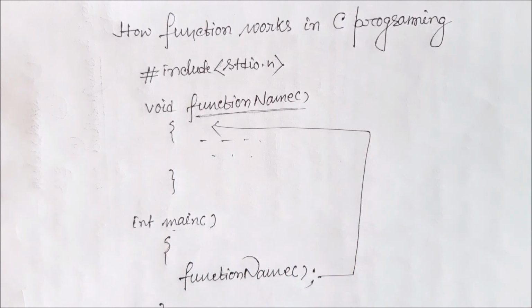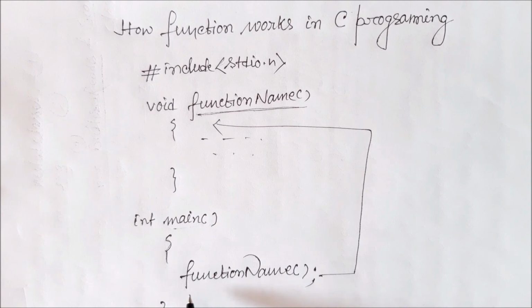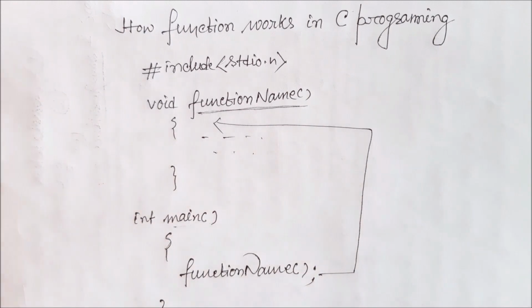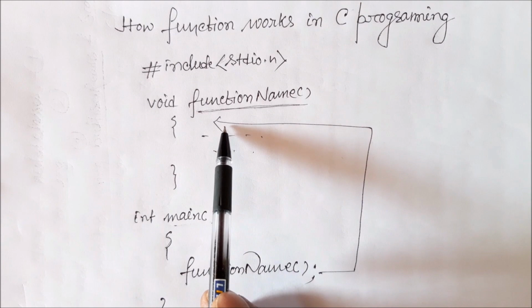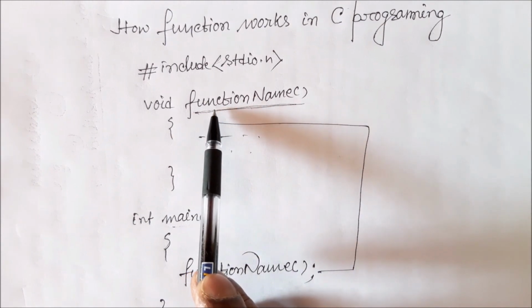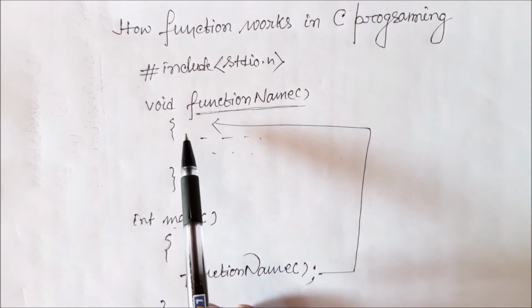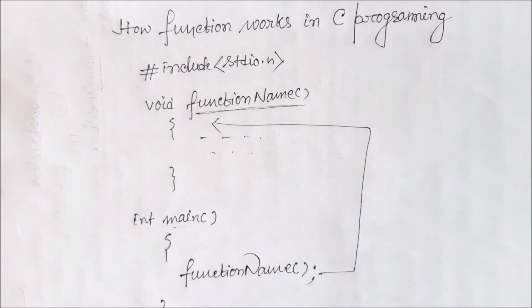Within this main function we have called another function, this is function name. When we call this function, the control will automatically transfer to the function whose name matches. In a C programming file more than one function may be available, okay. Any number of functions may be available.